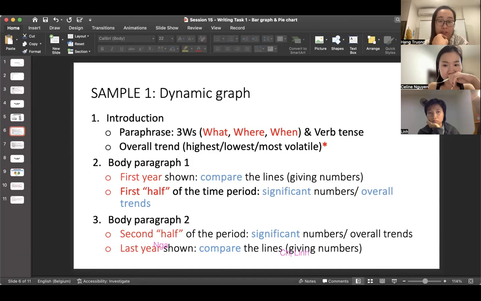And then you point out the overall trend. Highest, lowest, most dramatic. Very good. Dramatic can also be interchangeable with volatile, right? So this time last week, we also mentioned the language to describe line graphs. So volatile is also like a lot of fluctuations. That's volatile. So yeah, introduction, very good.